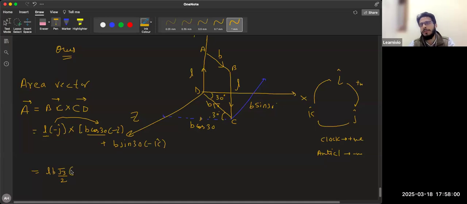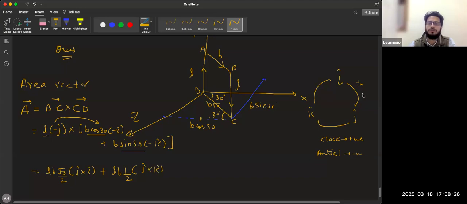The cross product is in between two vectors only. One is J cap, another is I cap. So we'll write this as J cross I. Then this with this, you're applying the distributive property. L into minus J cap multiplied with B sin 30 minus K cap. So this will be again LB, sin 30 is half, minus minus plus, it's J cross K.